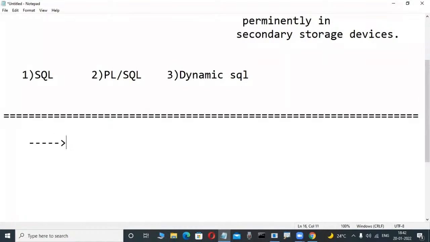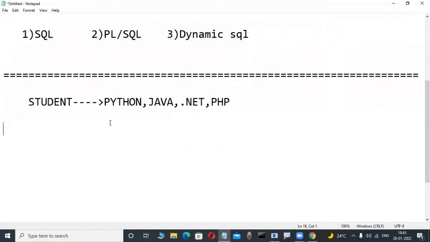First, from the student point of view. Many students are learning front-end courses. Nowadays Python, or Java, or .NET, ASP.NET, web-based applications, and PHP. These types of front-end applications, they are learning all. These persons are web-based application programmers. Web-based is also possible in Java or Python.